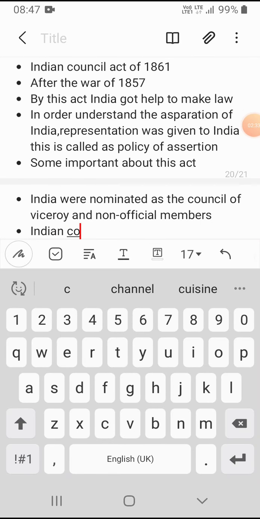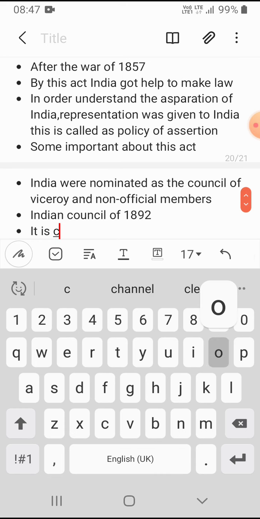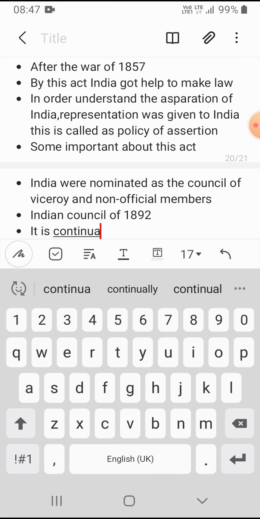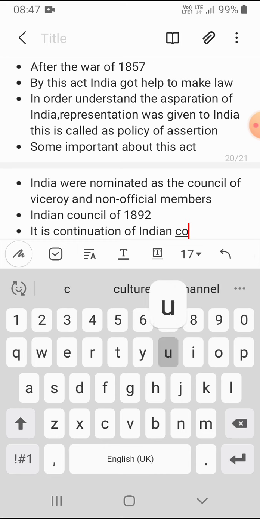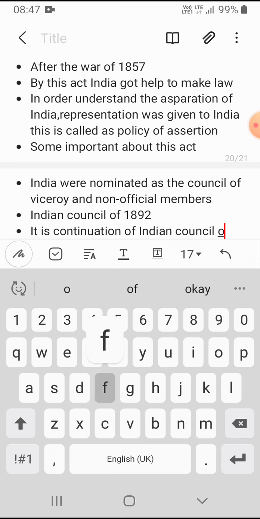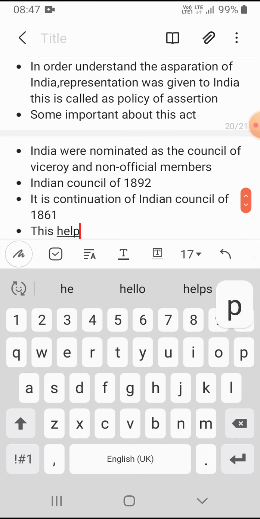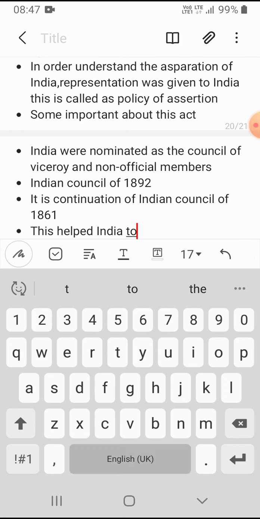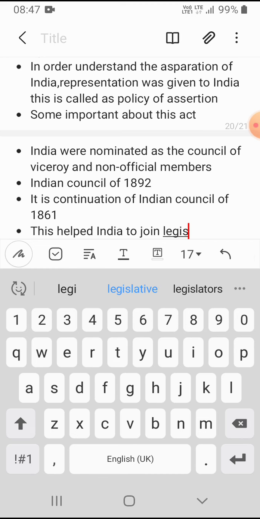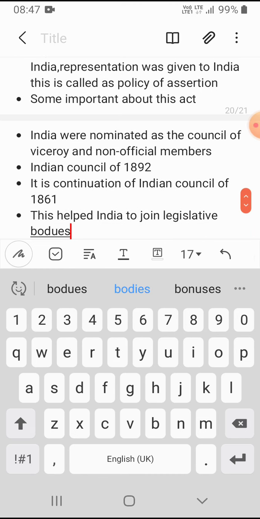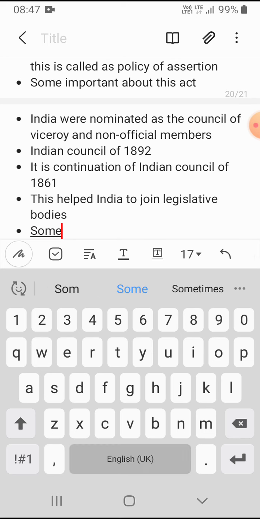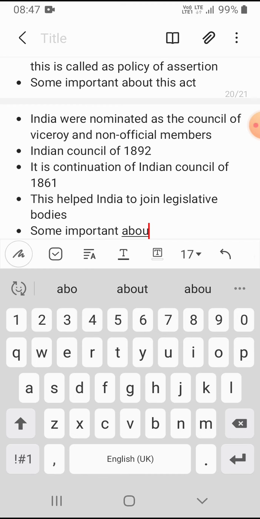The Indian Councils Act of 1892 is a continuation of the Indian Councils Act of 1861, and this helped Indians to join legislative bodies.